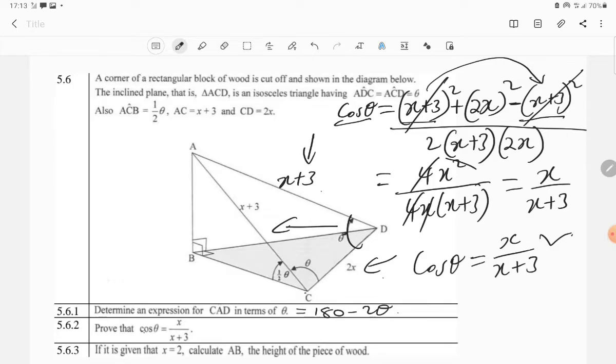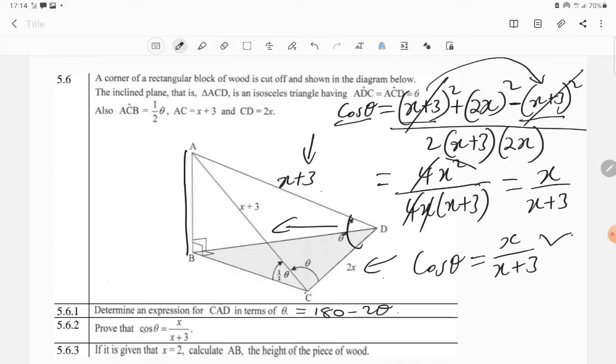So we are done with number 2. Let's get into number 3. What is number 3 telling us? If it is given that x is equal to 2, calculate AB, which is the height of the piece of wood. We are looking for the length of AB, if x is given as 2.